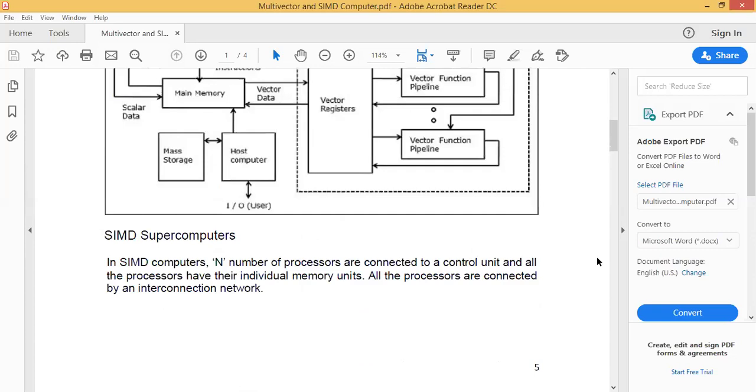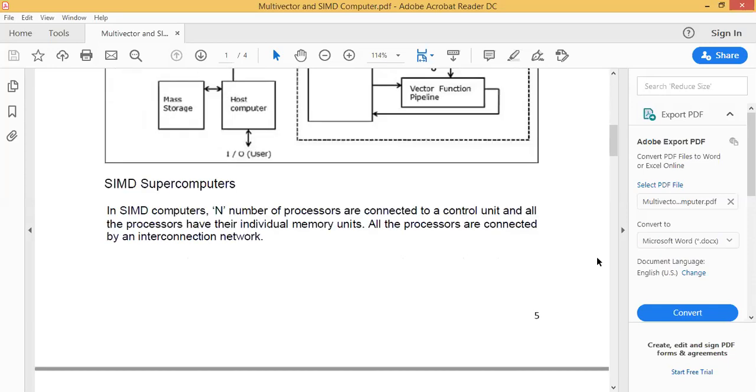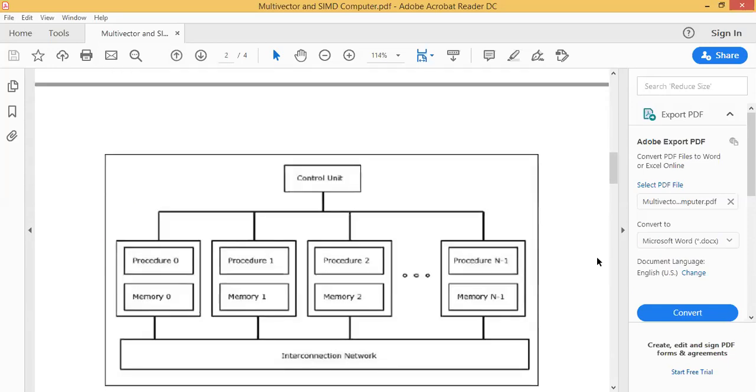Next, the SIMD computer. In a SIMD computer, n number of processors are connected to a control unit, and all the processors have their individual memory units. In these computers, all the processors are connected by an interconnection network. Here is the diagram.